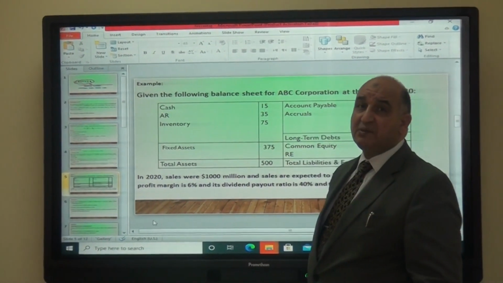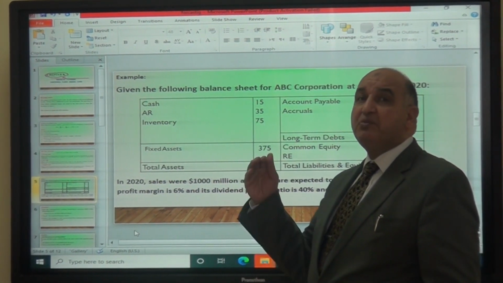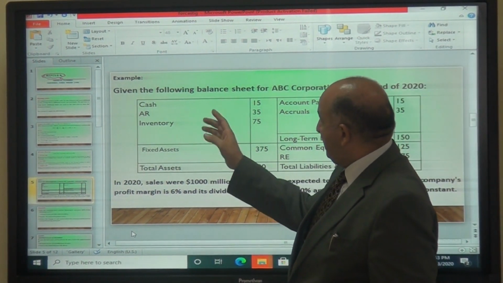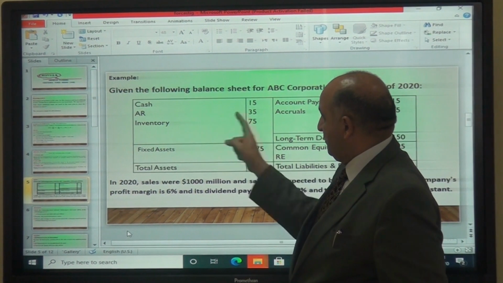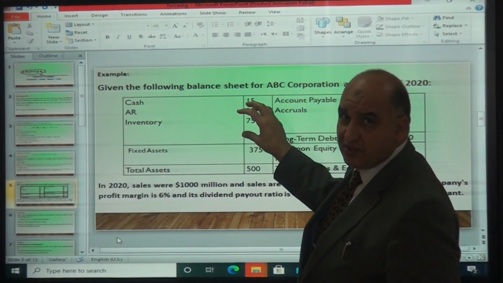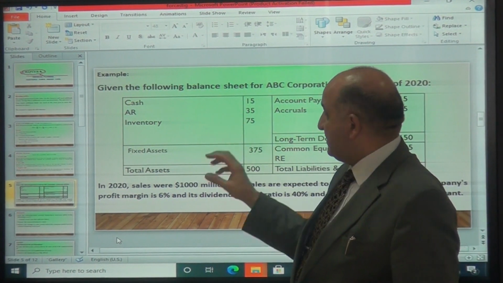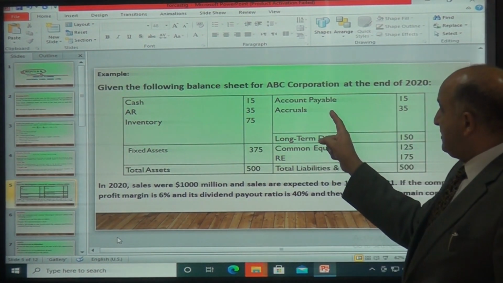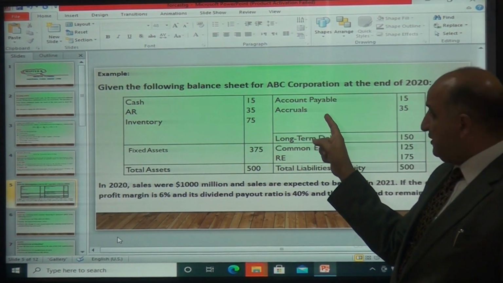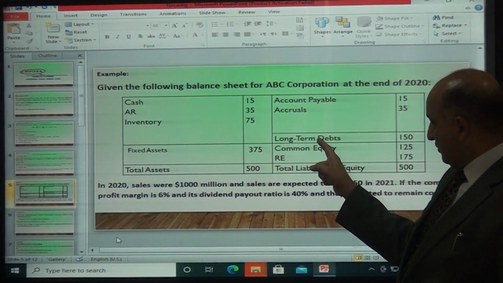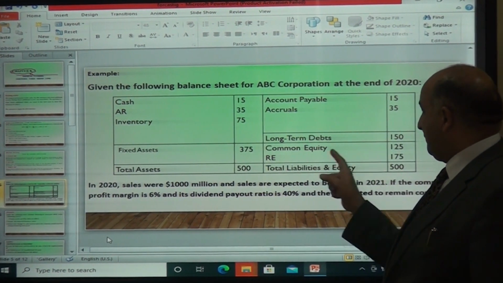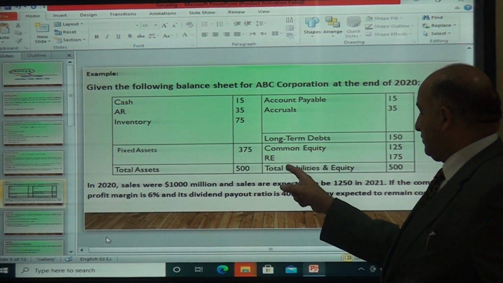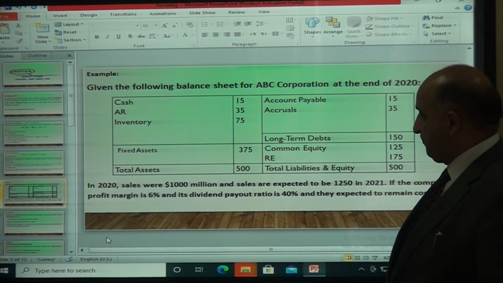Assume this is the balance sheet of the company before increasing the assets and the sales. The balance sheet contains cash, accounts receivable, and inventory, those are the current assets. And we have fixed assets, so this is the total assets. This is the short-term liabilities and long-term debt, and this is the common stock equity and retained earnings. So this is the total liabilities and equity.